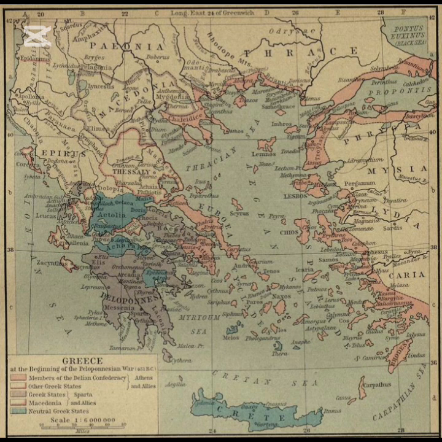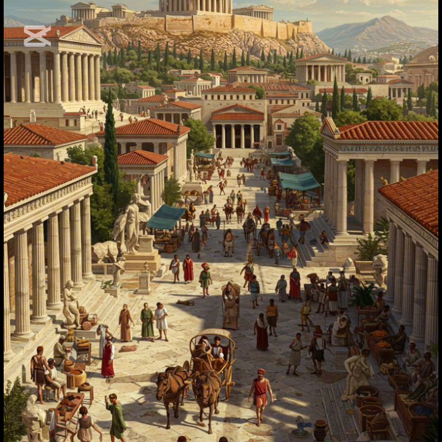At the same time, Greece was not a unified nation. It was made up of independent city-states such as Athens, Sparta, Corinth, and Thebes, each with its own government and army. Despite their divisions, the Greeks shared a common language, culture, and belief in independence.